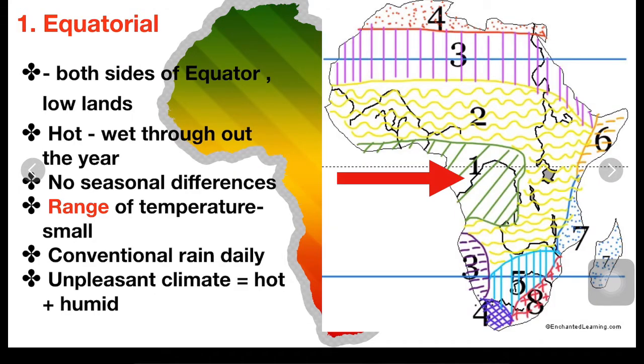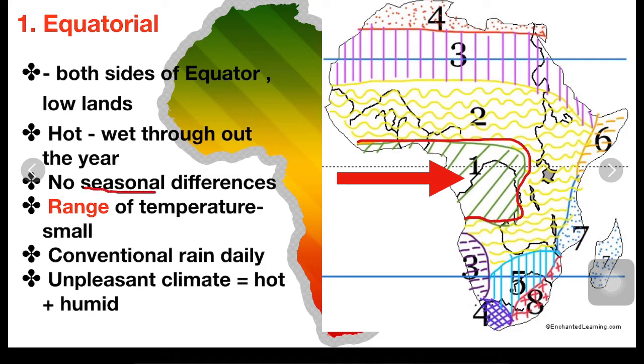First is equatorial type of climate, which is found on both sides of the equator and in the lowlands located over here. This region remains hot and wet throughout the year as it receives convectional rainfall on a daily basis at 4 every day, right?